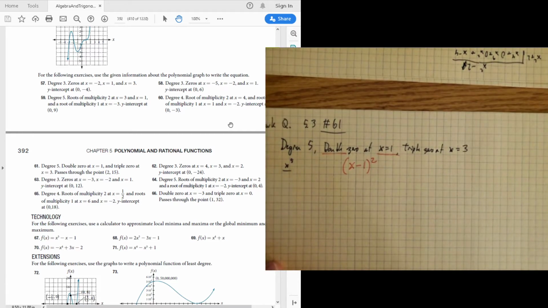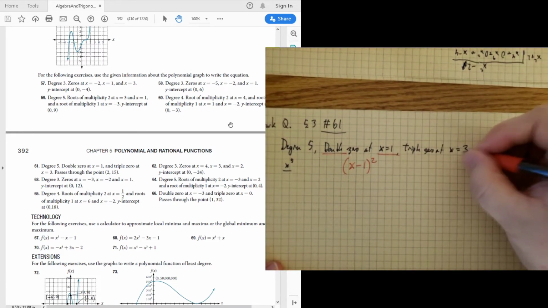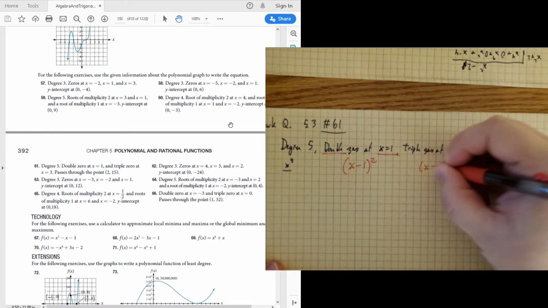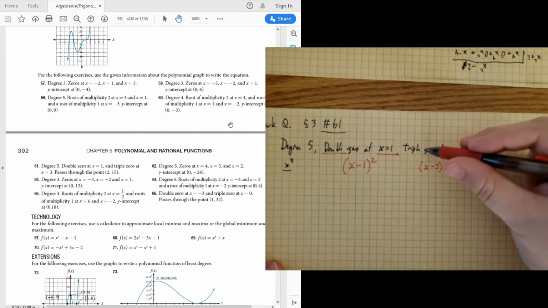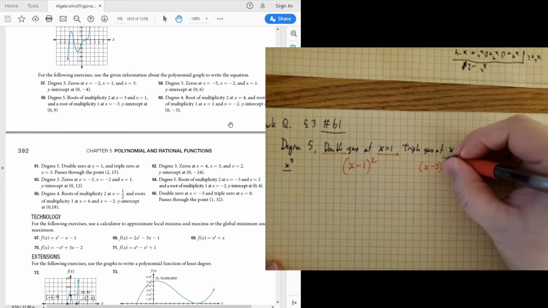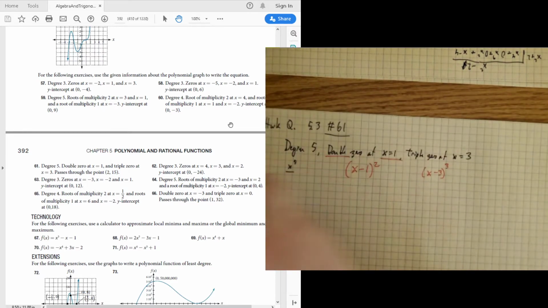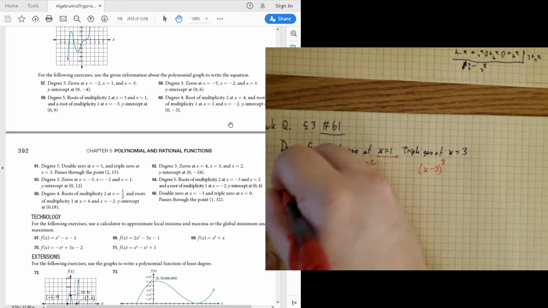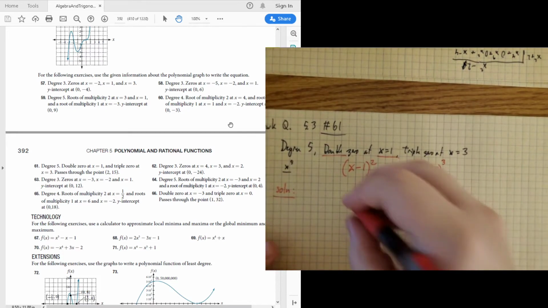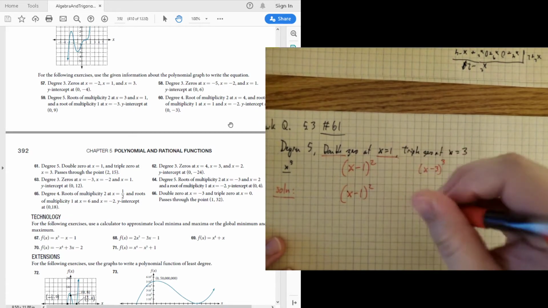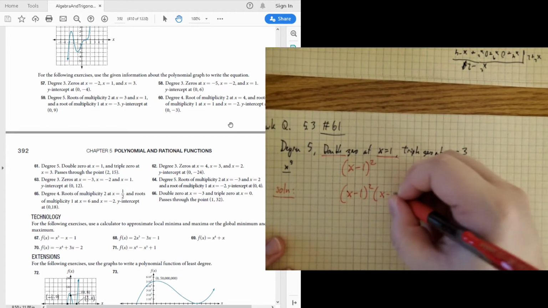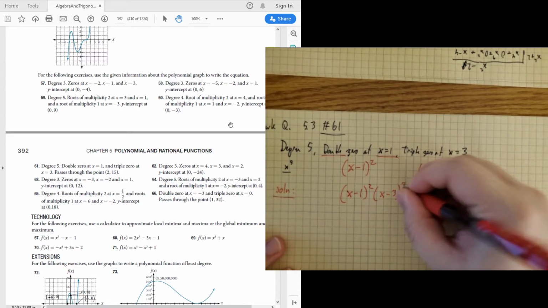Well, what does this mean? Well, this means that if x equals 3, that means we have x minus 3 as a factor, and it's tripled, so that means there are 3 of them. So, if I want to actually write out my solution, I would do x minus 1 squared and x minus 3 cubed.